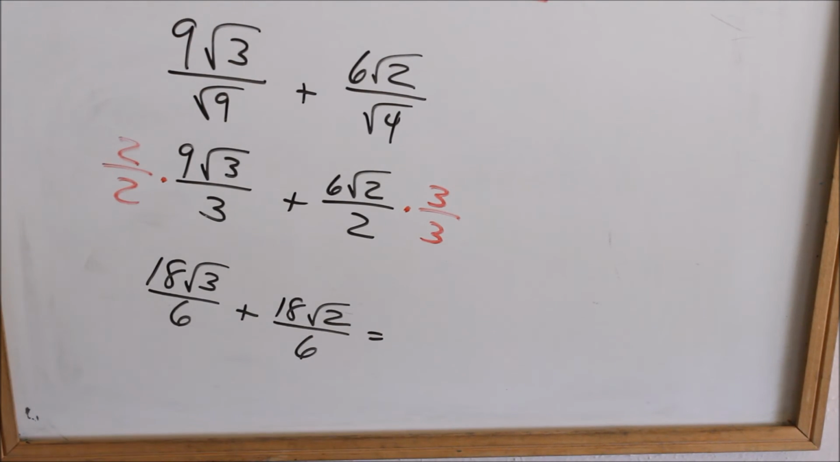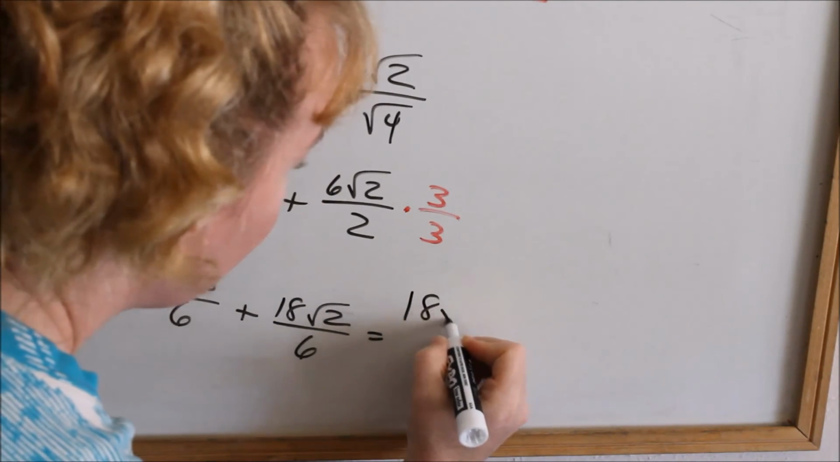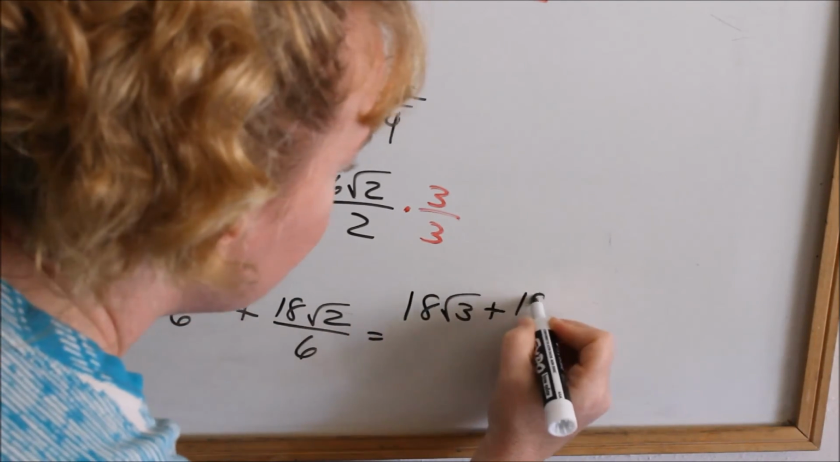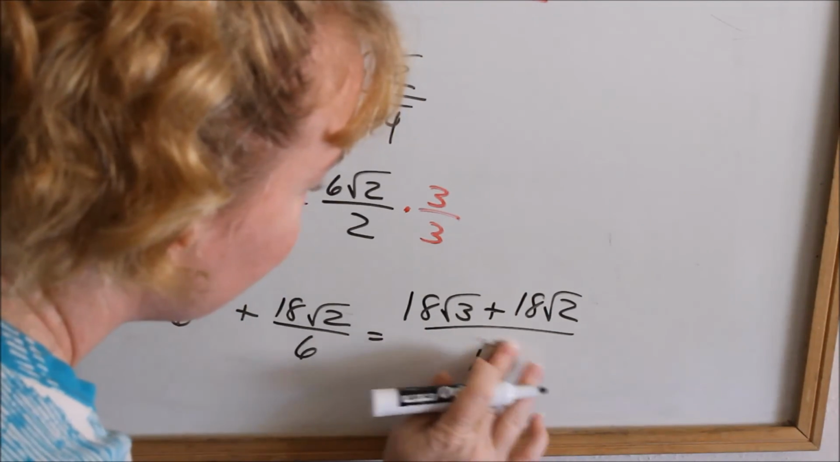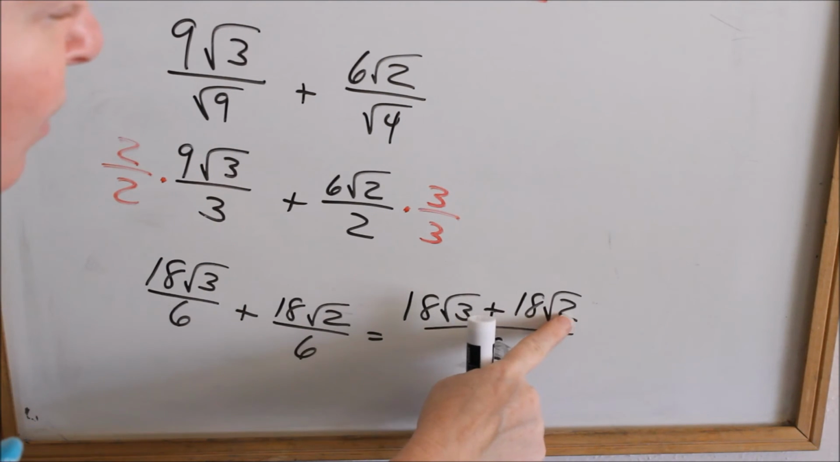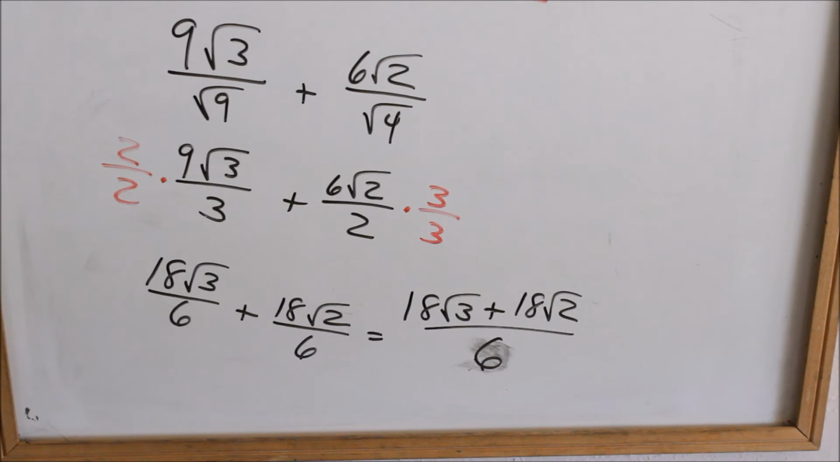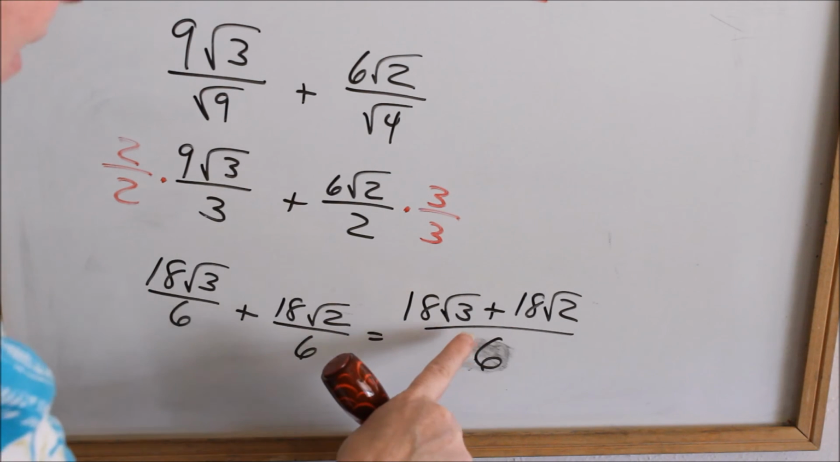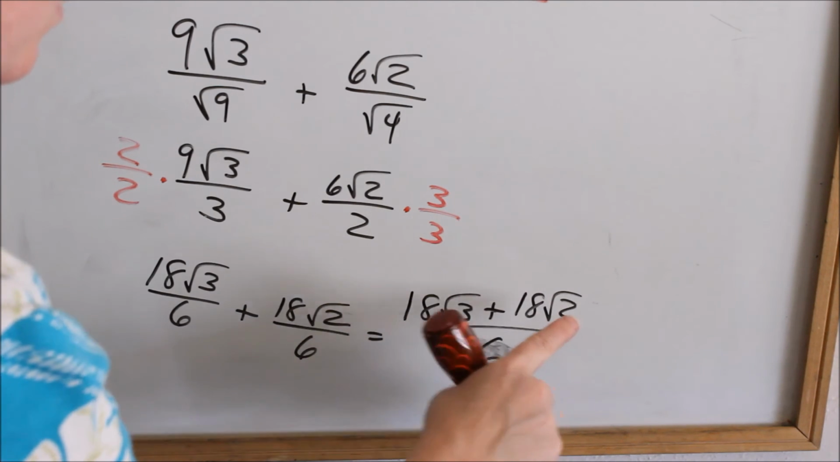Now that I have the same denominator, I can combine my numerator and write it all over one denominator. Oop, I don't know where I was thinking 10. 6. Square root of 3 and square root of 2 are not the same kind, so you cannot combine them. But then I look to see, can I simplify my radicals? I cannot simplify square root of 3 or square root of 2 anymore.